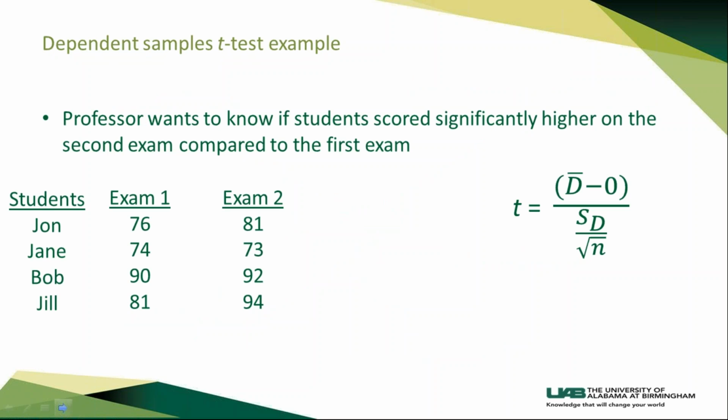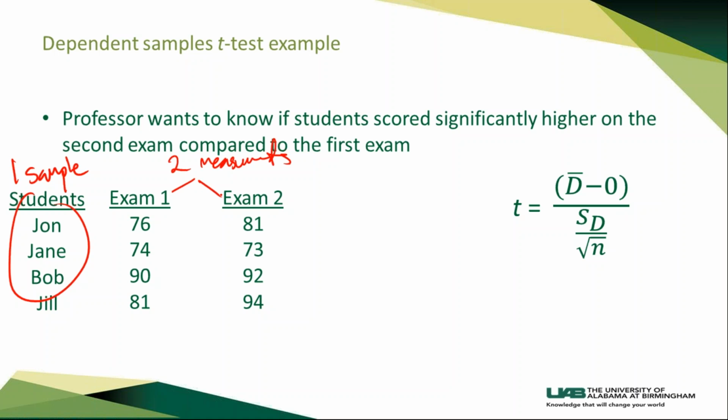So let's say that a professor wants to know if students scored significantly higher on the second exam compared to their first exam. So this is a classic dependent samples t-test idea because you have one group of students, the same group, and here I've listed them, just made up names to show that there is one sample, these students here, but they have two time points or two measurements, exam 1 and exam 2. So this is the key component of a dependent samples t-test.